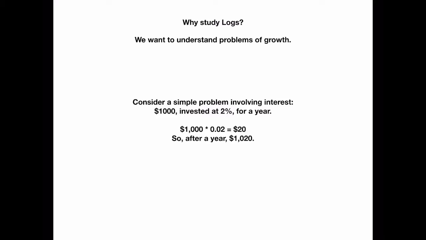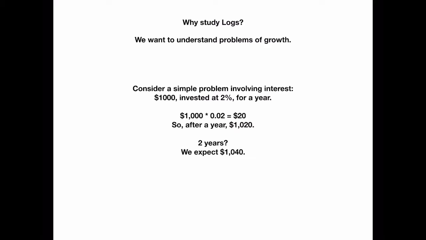Well, it will get you $20. 2% is $2 for every 100. There are 10 hundreds in 1,000. 2 times 10 is 20. And there you have it. You made yourself a little money. It grew at that rate.